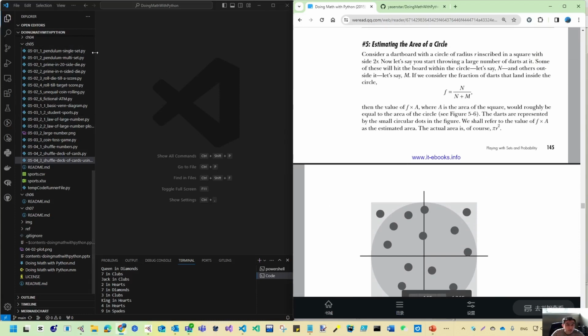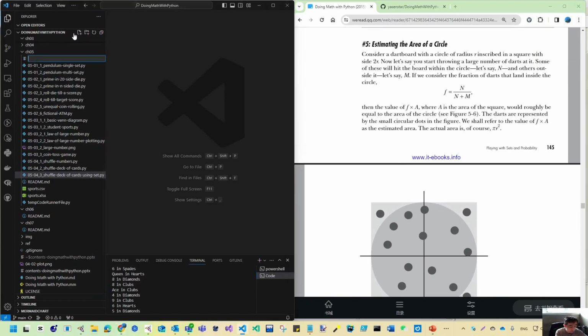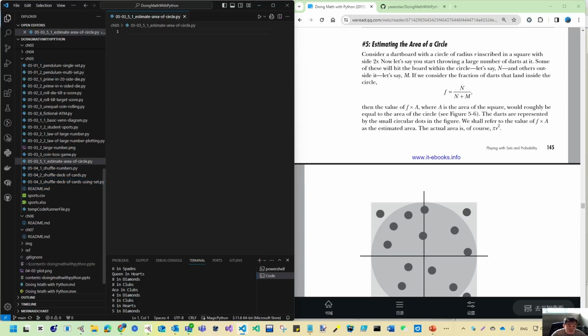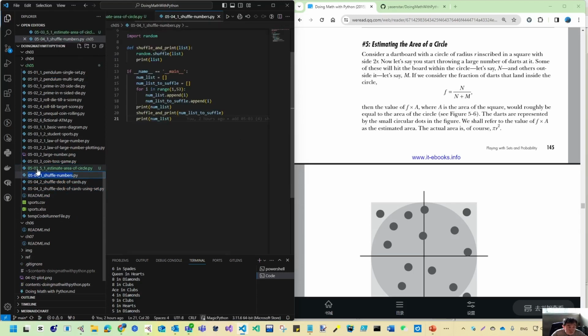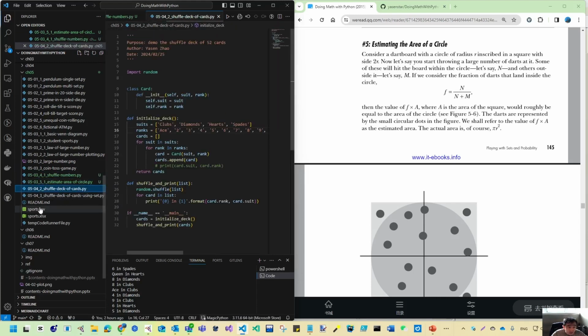So let's start to make our code. 05_03 is now the last one. Let's see, it's the 5. Let's make that one: estimate_area_of_circle.py. Here I have some naming, so this naming should be 3, 4, 1. Yeah, it should be this one, and this should be 3. Yeah.